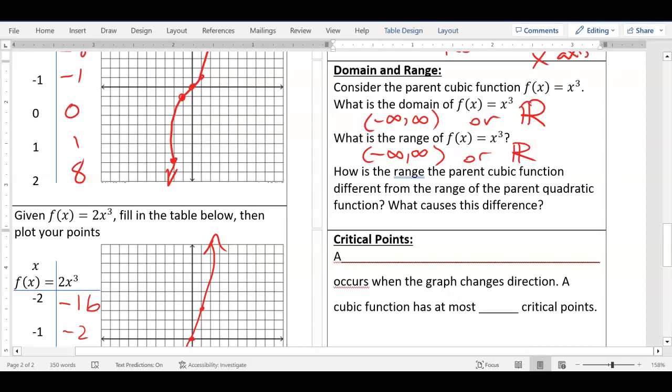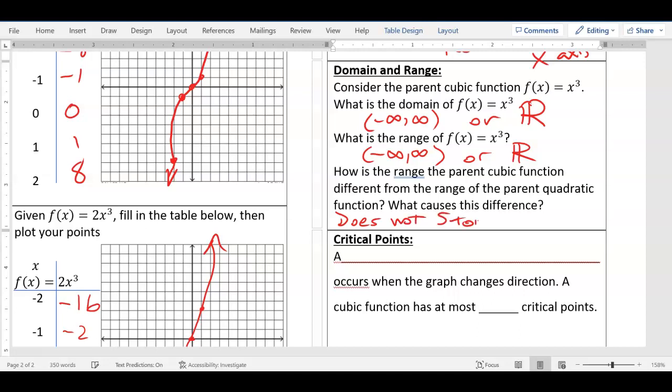Okay, now here's the deal. Oh sorry, let's answer this last question there. How is the range different from the range of a quadratic? If y'all remember the range of a quadratic, it would stop at the vertex and change. So this one does not stop. It goes forever, both directions. That's the big difference.